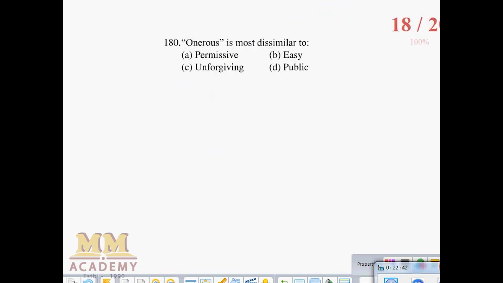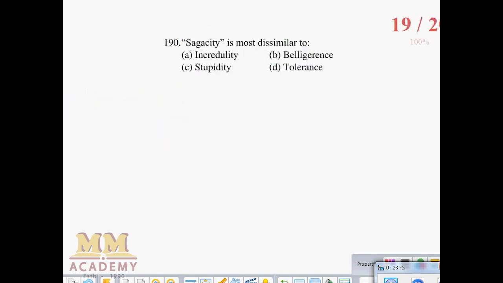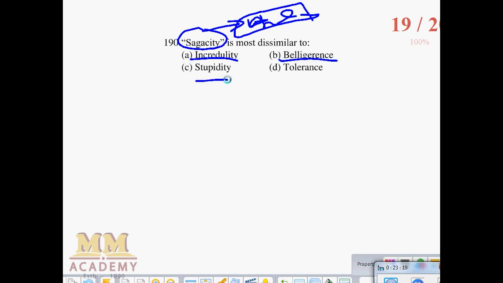Okay. Onerous is most dissimilar to onerous. Onerous means difficult, right? Something which is difficult, very heavy to understand. Yeah, so we have got easy as a very easy answer. Sagacity is most dissimilar. Sagacity means intelligence, right? Prudence. So, incredulity, belligerence, stupidity, and tolerance. Definitely stupidity, right?